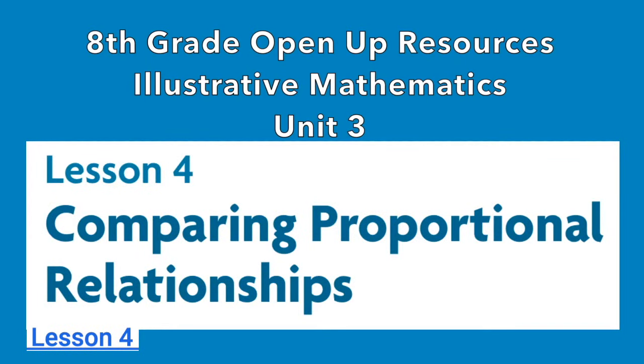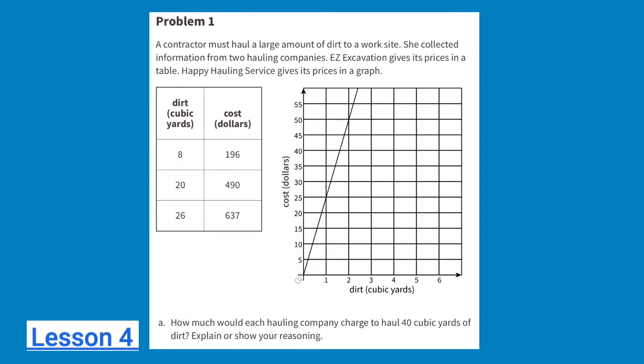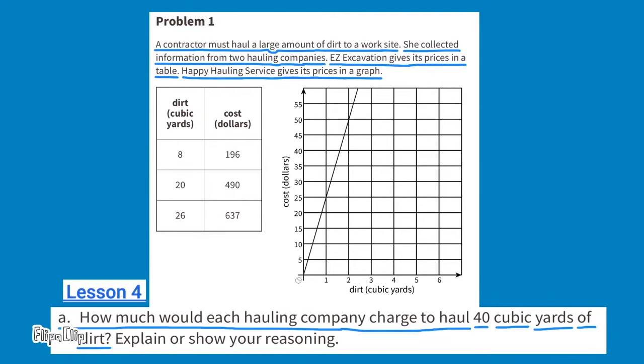8th grade Open Up Resources, Illustrative Mathematics, Unit 3, Lesson 4, Comparing Proportional Relationships. Problem number 1. A contractor must haul a large amount of dirt to a work site. She collected information from 2 hauling companies. Easy Excavation gives its prices in a table. Happy Hauling gives its prices in a graph. A. How much would each hauling company charge to haul 40 cubic yards of dirt? Explain or show your reasoning.